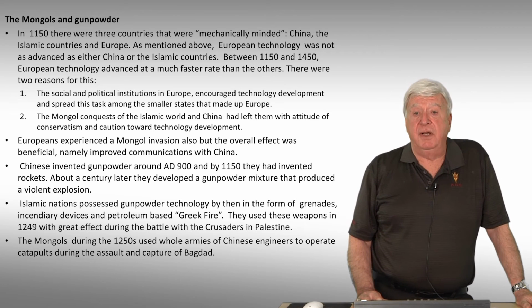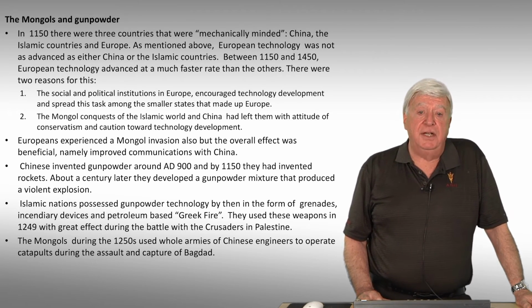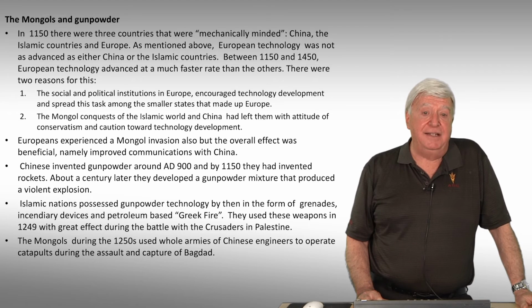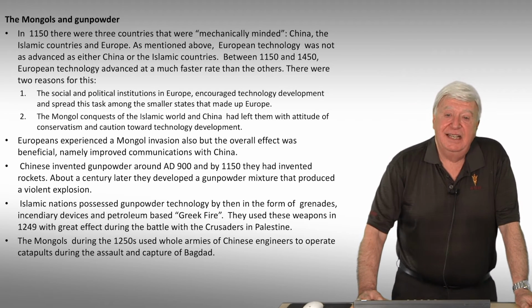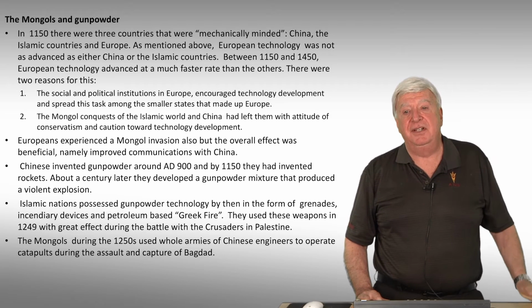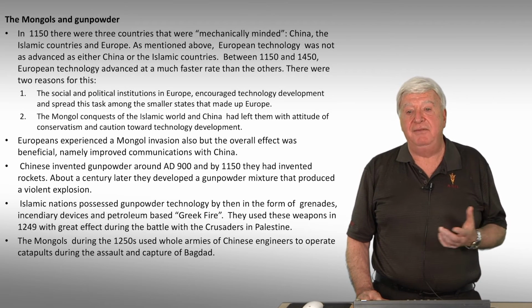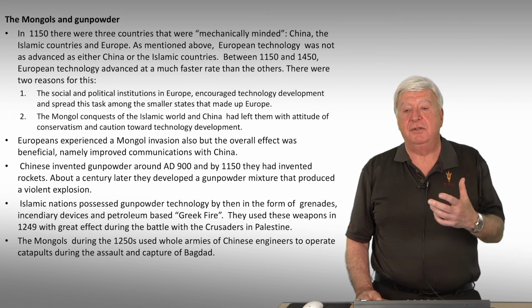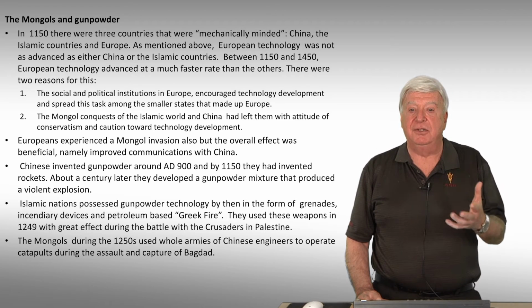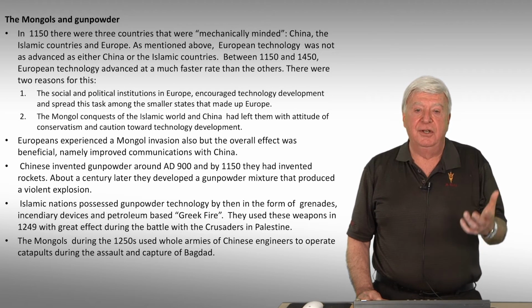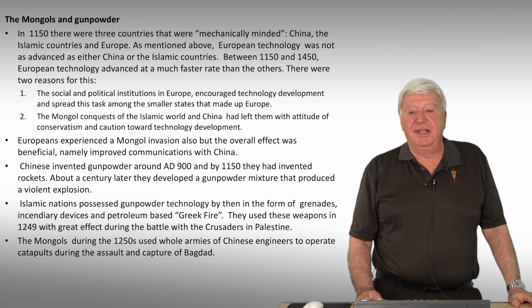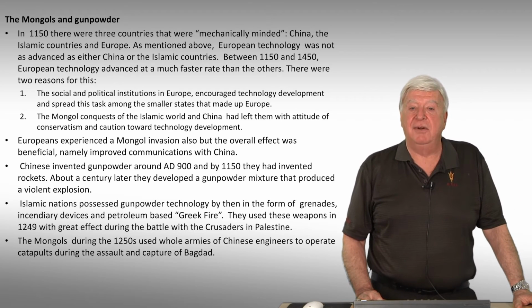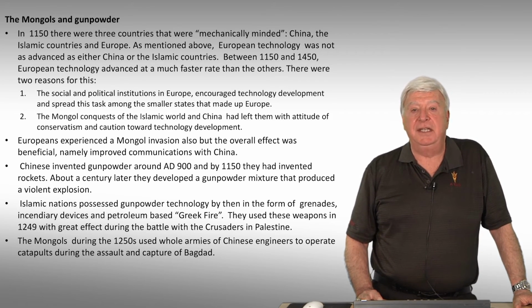The Mongols during the 1250s used whole armies of Chinese engineers to operate catapults during the assault and capture of Baghdad. I find it interesting how we continually see a repetition of the same type of sociological behavior, namely the transfer of technology through the capture of members of one cultural group and the forced use of that culture's expertise either as artisans or fighters in the battlefield. We saw this in Chapter 1, where the Persians captured a Roman army and used their expertise in hydraulic engineering and putting them to work building dams.